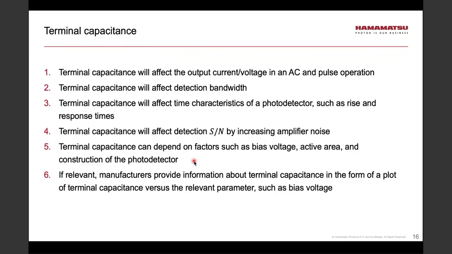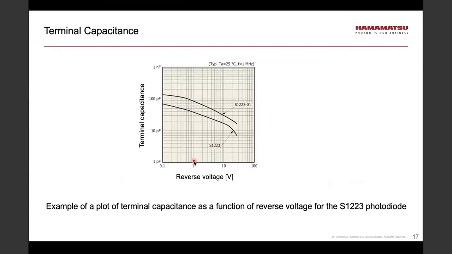Again, if relevant, it doesn't have to be always relevant, but if for a given photodetector terminal capacitance is a relevant quantity, manufacturers will provide information about it. So here we see a plot of terminal capacitance as a function of reverse voltage for some photodiode. We see that the capacitance decreases as we increase the reverse voltage. If you're wondering why this happens, that is because as we increase the reverse voltage, the depletion region increases in width, and that reduces the junction capacitance of that depletion region.